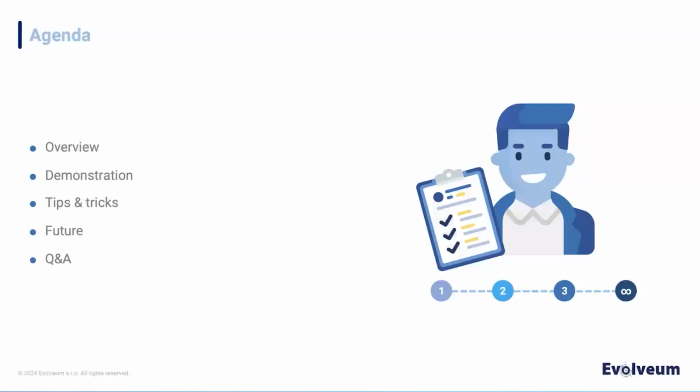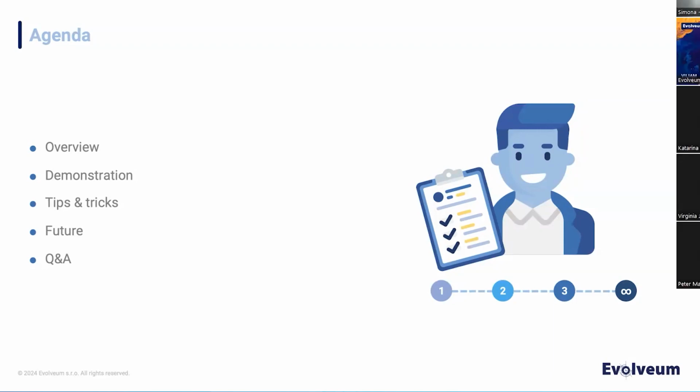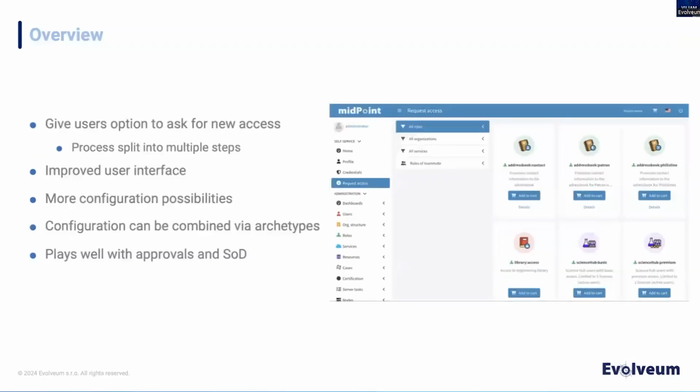Let's go straight in. Today's agenda will be pretty short. We'll do some overview about the Request Access feature as such. We will spend most of the time in the midpoint, in the demonstration and in the configuration files. Then I'll throw in some tips and tricks, some discussion about the future of this feature, and we will close up with Q&A and polls.